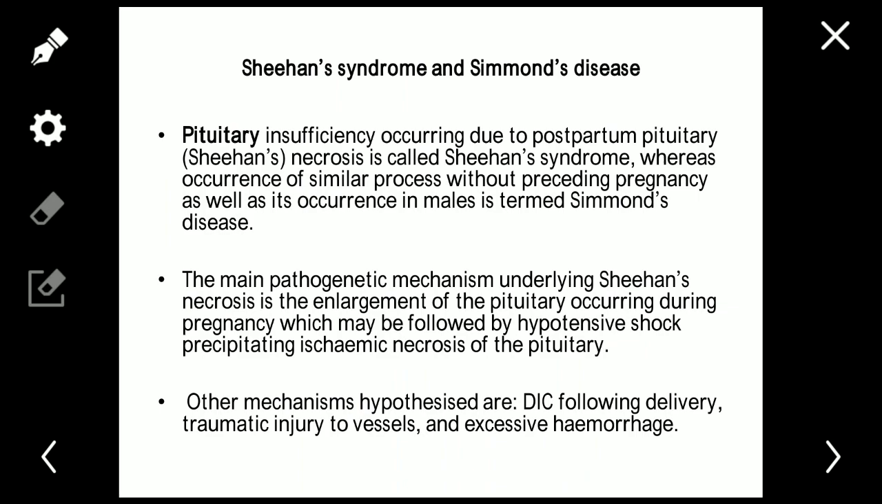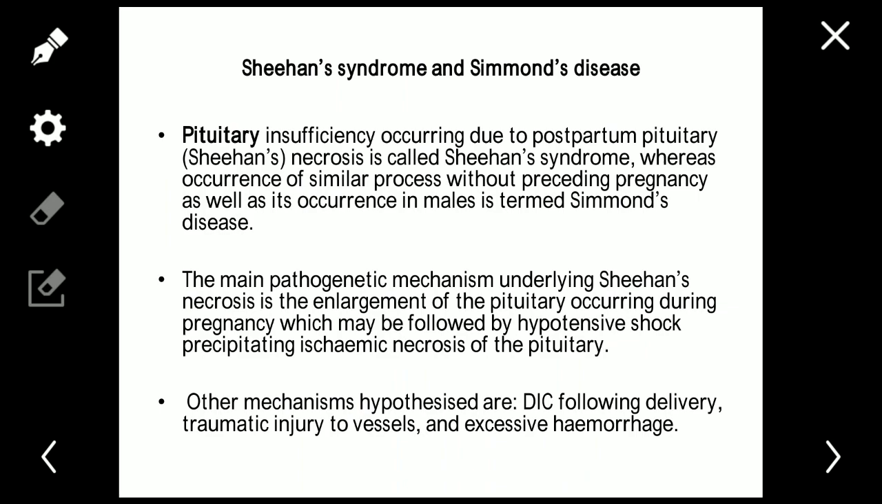The next is Sheehan syndrome. So now we are reading about deficiency disorder, that is hypopituitarism. Pituitary insufficiency occurring due to postpartum pituitary necrosis, that is Sheehan's necrosis, is called Sheehan syndrome, whereas occurrence of a similar process without preceding pregnancy as well as in the male is termed Simmonds disease.